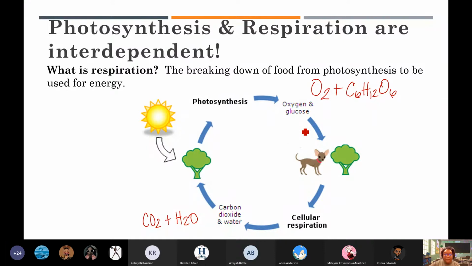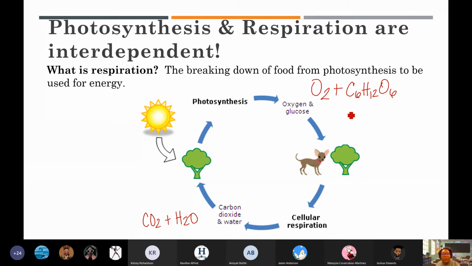Isn't it interesting that what photosynthesis produces, respiration needs? These are the products of photosynthesis and the reactants, or ingredients, for respiration. Photosynthesis gives respiration exactly what it needs.